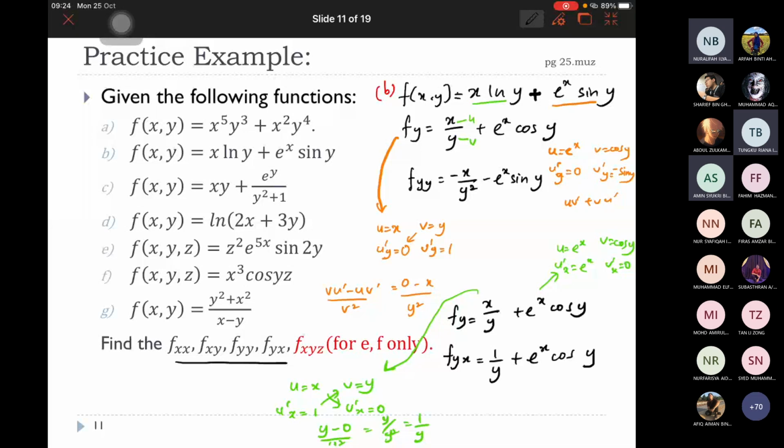Tahu soalan B. Dan soalan so far. It seems like semua done.